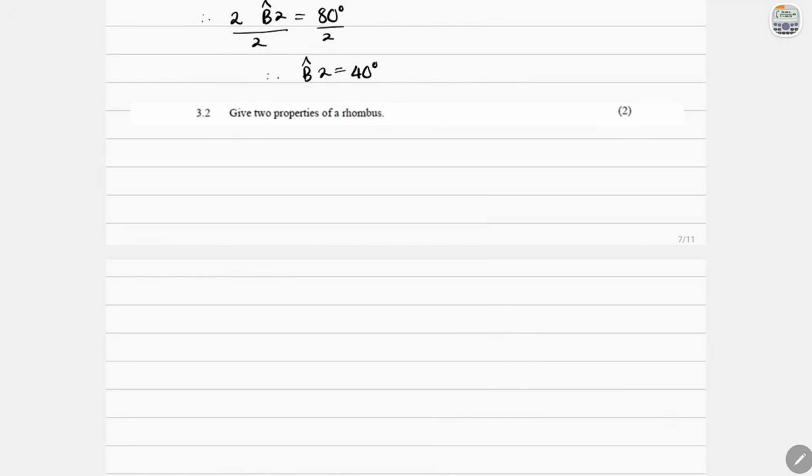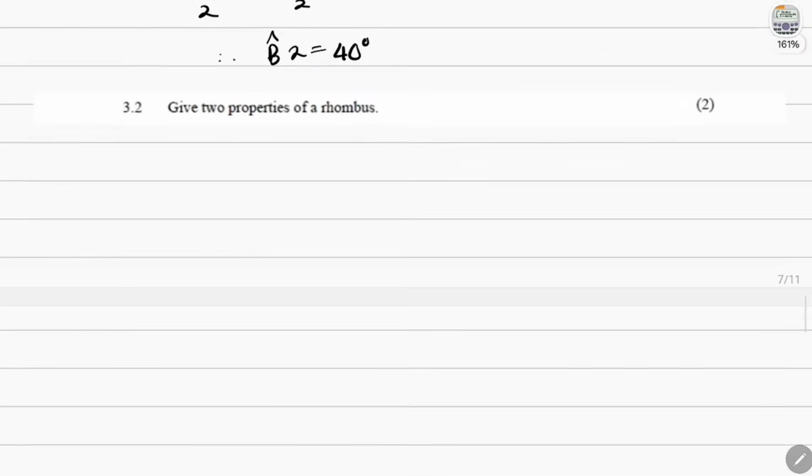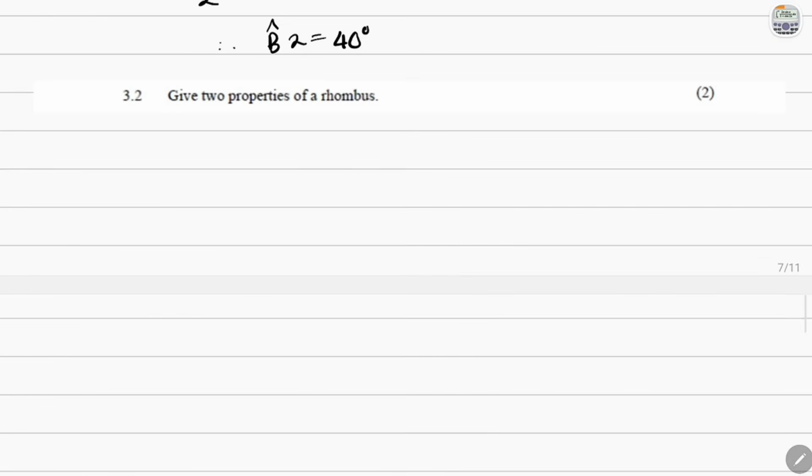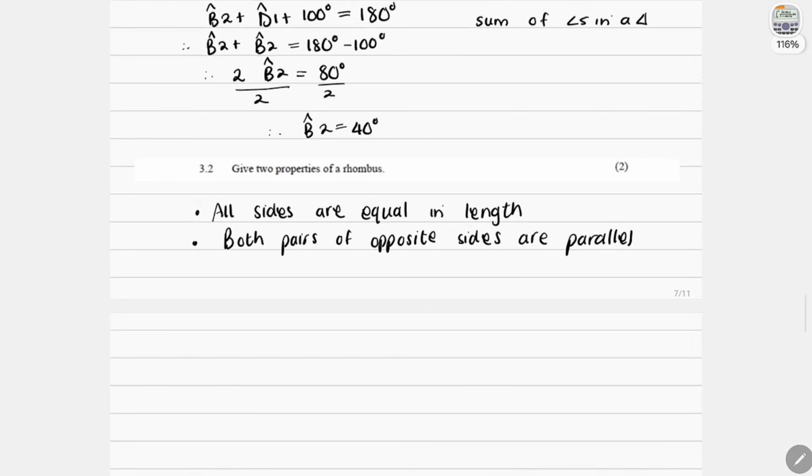Question 3.2 says, give two properties of a rhombus. So just give any two properties of a rhombus that you know. If a shape is a rhombus, one thing we know about it is that all the sides are equal. Another thing we know about it is that the opposite sides, or really both pairs of opposite sides, are parallel. So this is parallel to this, and this is parallel to this. So I'll just list those down. So there we go. Moving on to the next question.